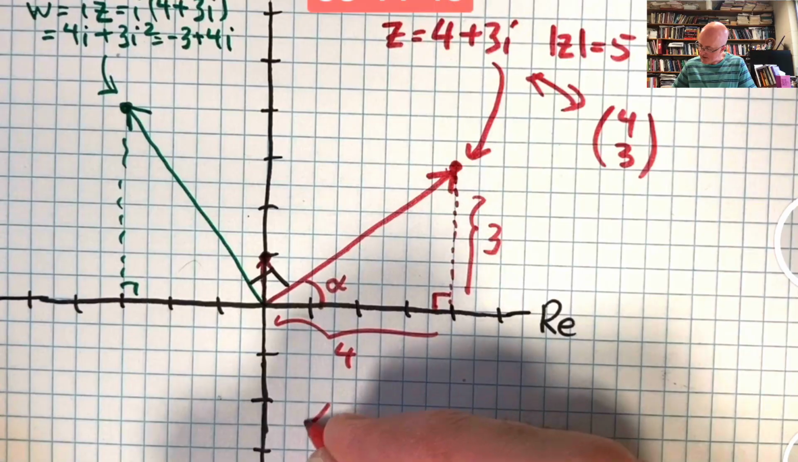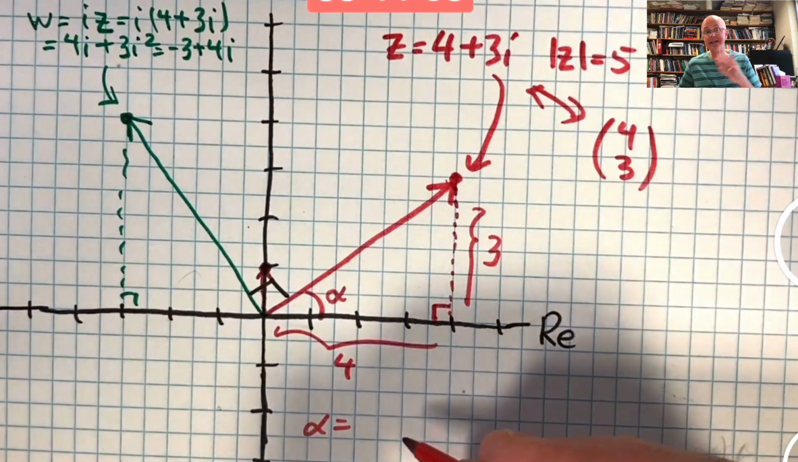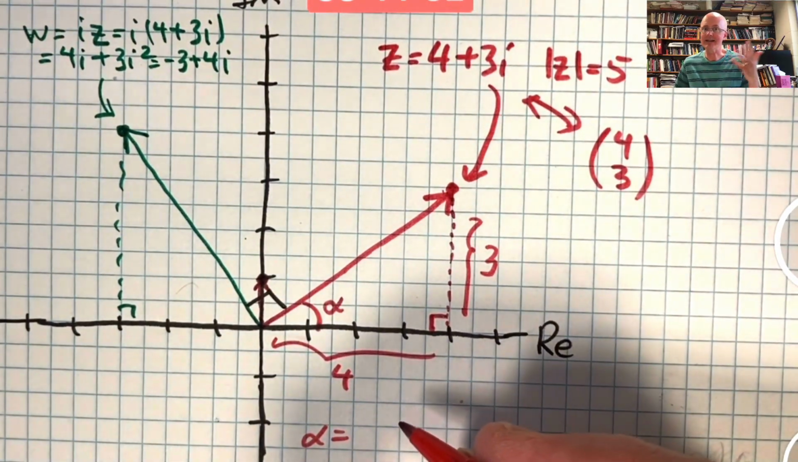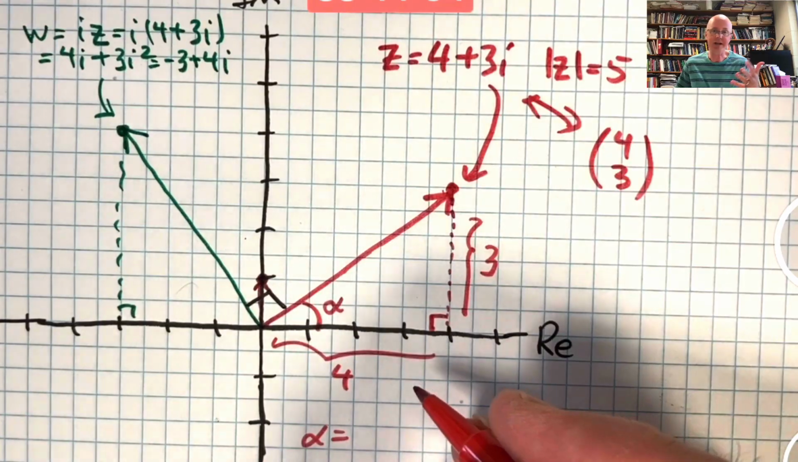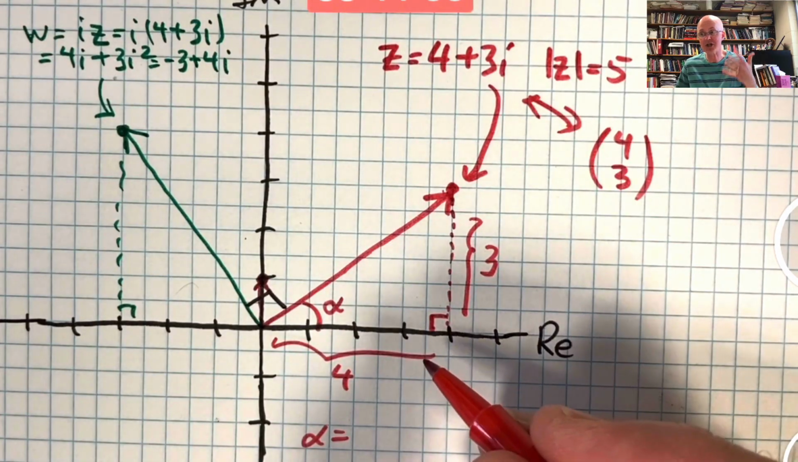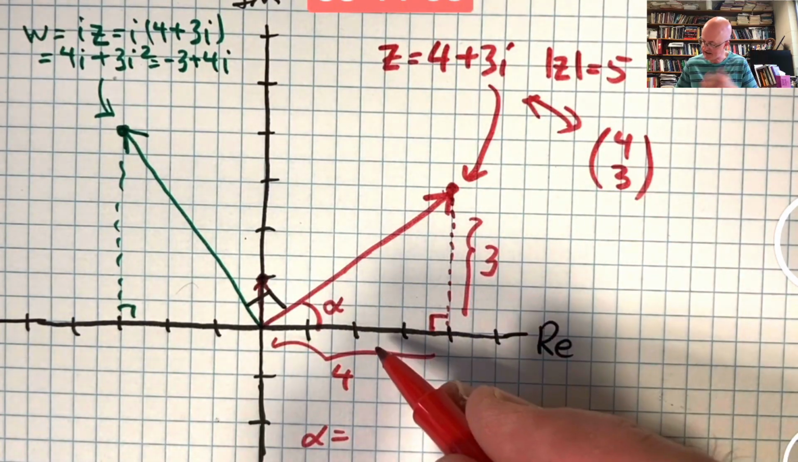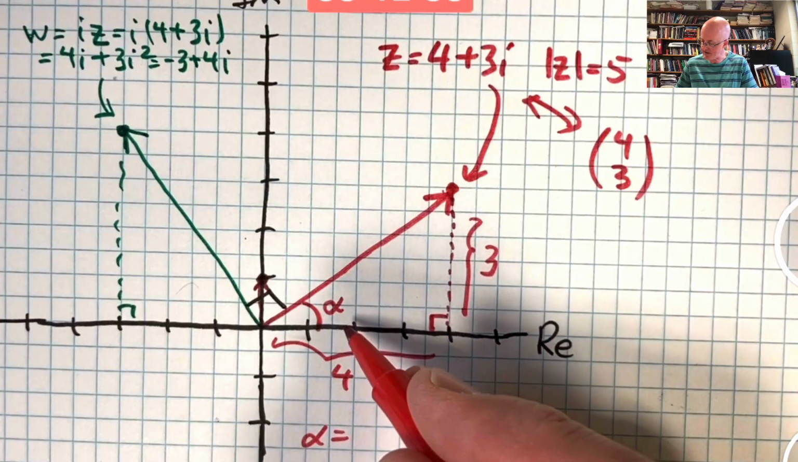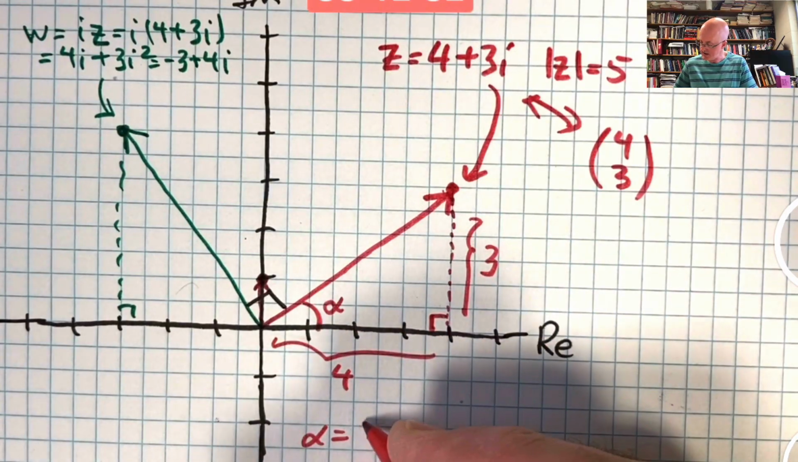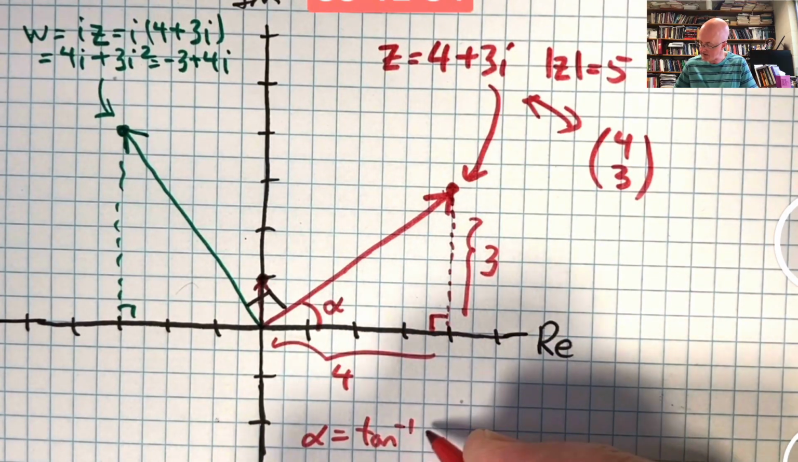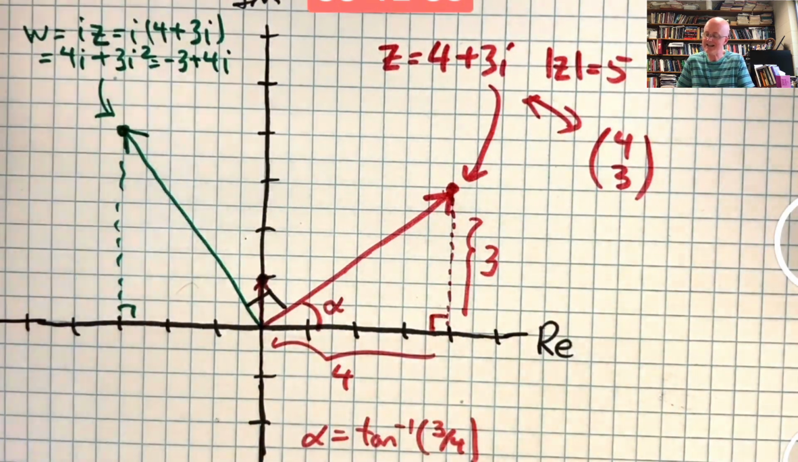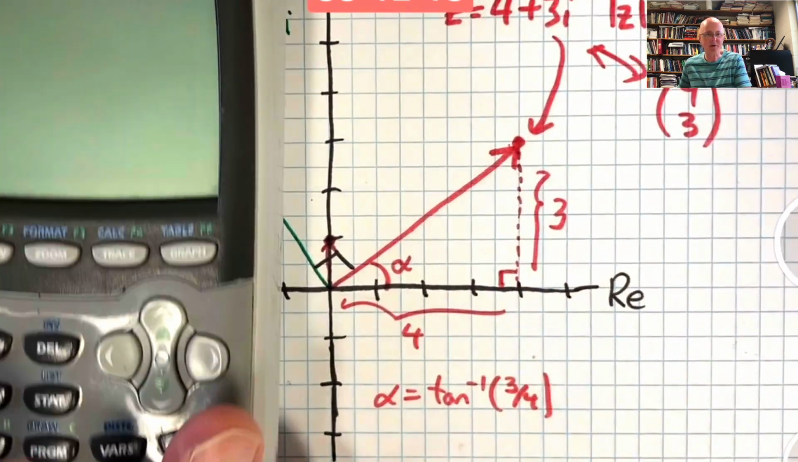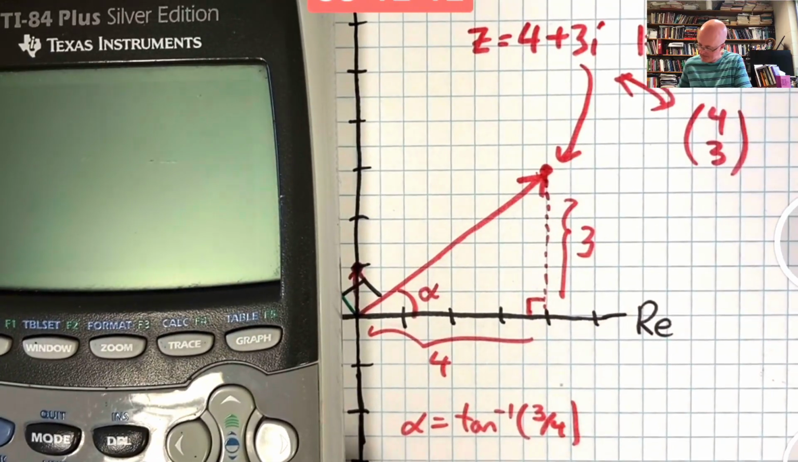What is alpha? Well, from your trigonometry, SOH CAH TOA: sine is opposite over hypotenuse, cosine is adjacent over hypotenuse, and tangent, TOA, is opposite over adjacent. The tangent of alpha is going to be 3/4. So alpha itself could be represented as the inverse tangent of 3/4. It's not a nice number. Let's go ahead and just approximate it with my calculator here.